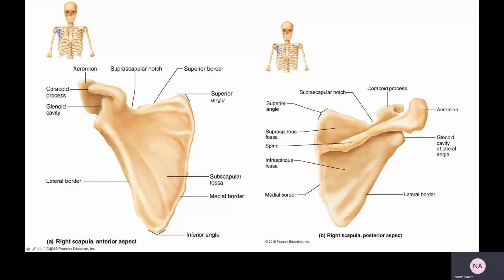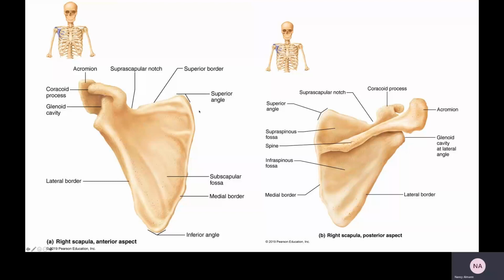If there's a superior angle, what a surprise, there will be an inferior angle. There's a lateral border, which is going to have a corresponding medial border. Right in through here is the glenoid fossa. These diagrams call it the glenoid cavity. I learned it as the glenoid fossa because fossa implies a sort of flattened area. That is the area that will articulate with the humerus, forming the glenohumeral joint, the so-called shoulder joint.